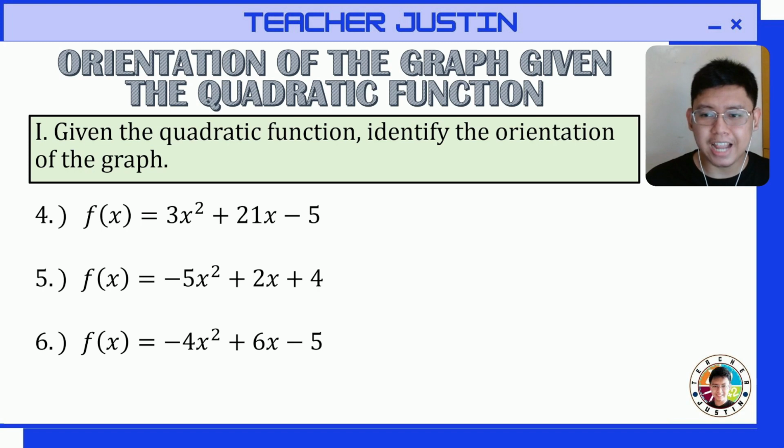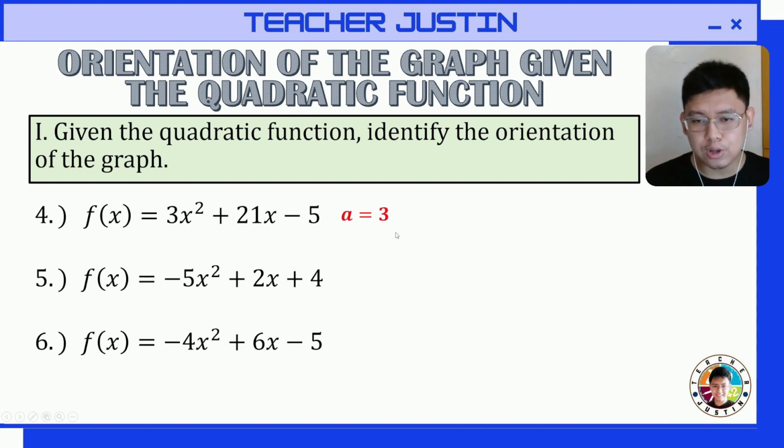Okay, let's have another exercise. Given the quadratic function, let's identify the orientation of the graph. Since our quadratic equation here is written in standard form, ang kailangan lang natin dito is to get the value of A. Ang A natin matatagpuan siya sa numerical coefficient ni x squared. So, for our first item, the value of A is equal to 3.